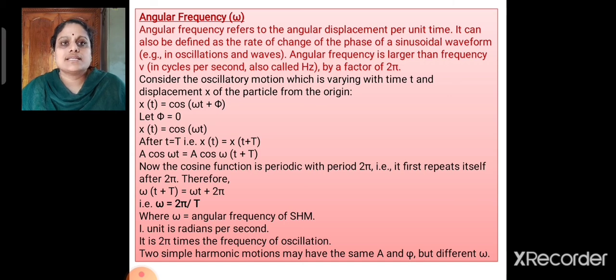We had seen that angular frequency refers to angular displacement per unit time. It can also be defined as the rate of change of phase. Angular frequency is larger than frequency nu by a factor of 2 pi.